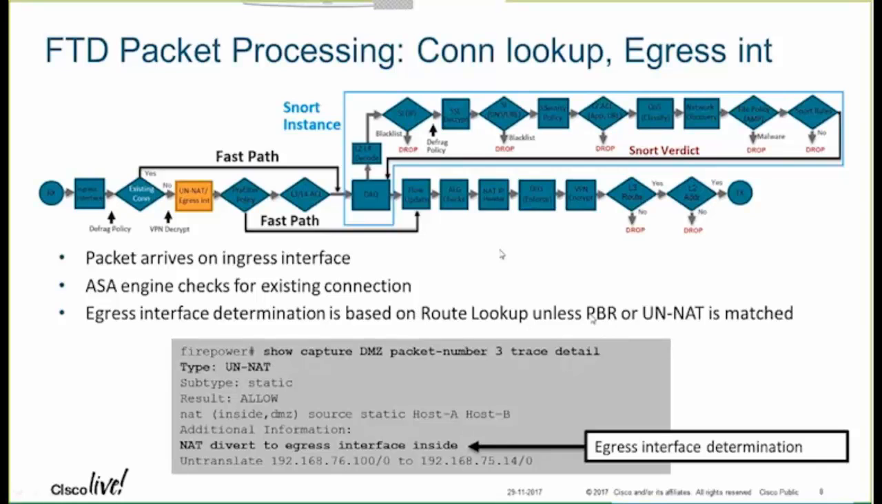For example, if PBR or unNAT indicates that the egress interface has to be DMZ, but the route lookup of that specific network indicates that the traffic has to be sent out via inside, then PBR or unNAT is going to take preference over the route lookup itself. So this is one thing that you need to make a note of.